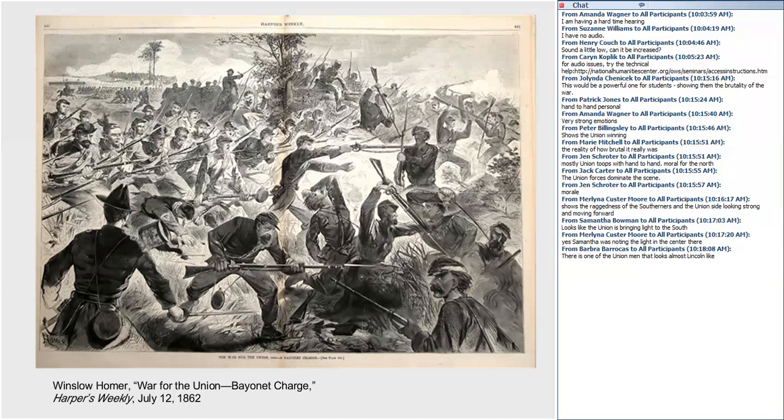Right. We have another comment here that's really interesting. There is one of the Union men that looks almost like Lincoln, and I think Barbara is perhaps talking about the fellow at the very back there, the upper left-hand side. I scanned the picture when Barbara mentioned that, and that's the guy I would say who does look like Lincoln. A lot of them might. Anything there, Kirk?